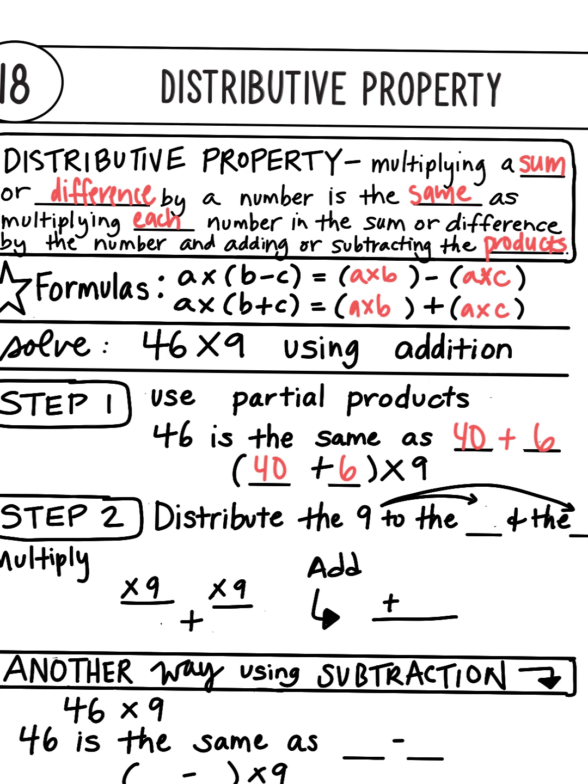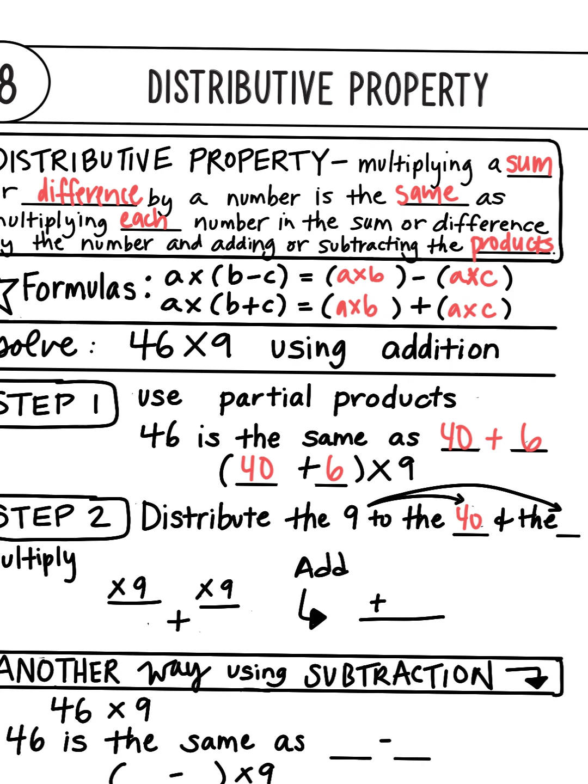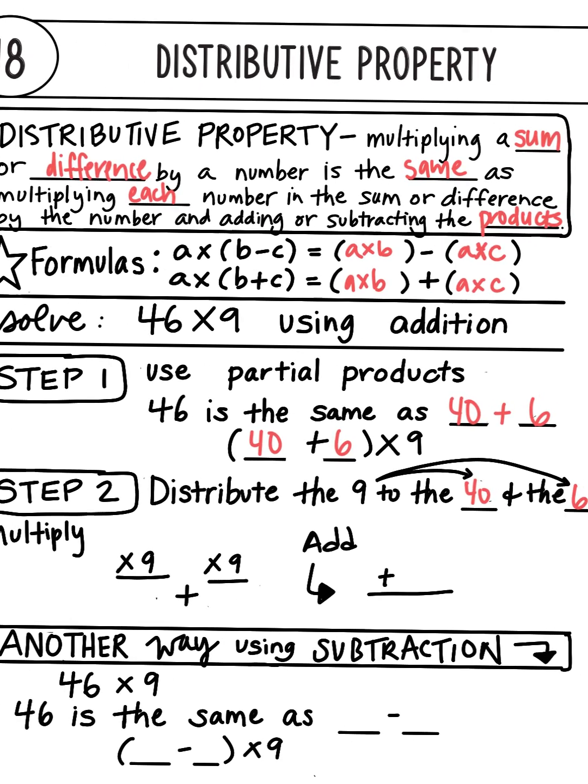That's where the word distributive comes from. The base or the root word in distributive is distribute. What do you do when you distribute something? Give something out. So what am I giving out in this problem? Numbers. The 9. In this particular problem, I'm giving out the 9 to different parts of my problem. So I'm going to distribute the 9 to the 40 and also the 6. Very good.